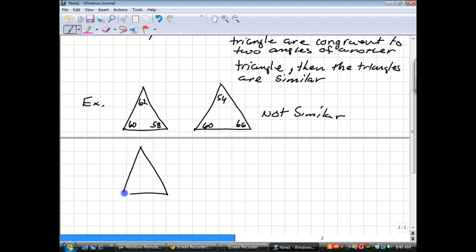If I have this triangle and this triangle, and I know this is 50, this is 60, this is 50, this is 70, and I can deduce that this one is 70, then this one has to be 60. So I have two angles of one congruent to two angles of another, so therefore I can say these are similar triangles.